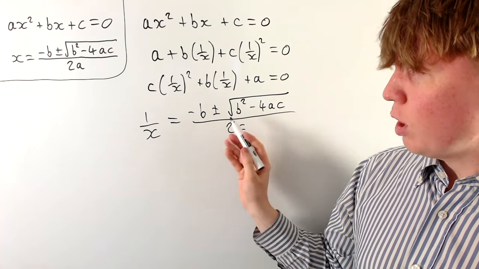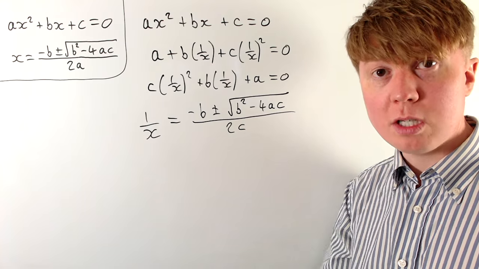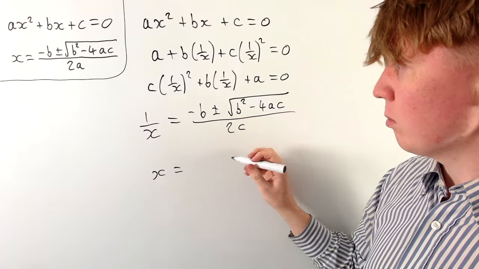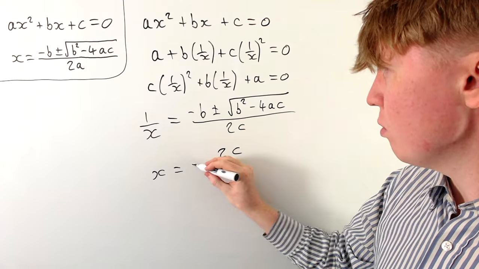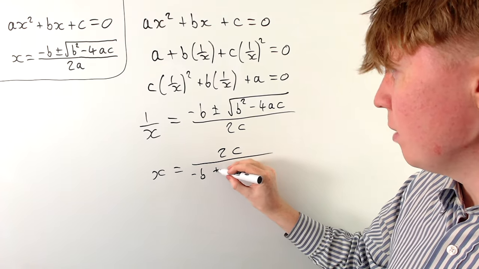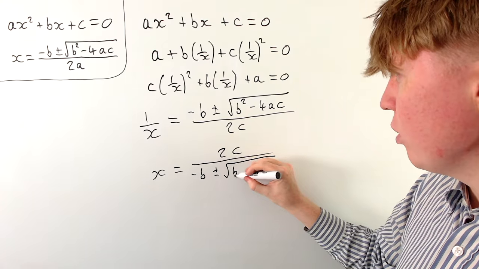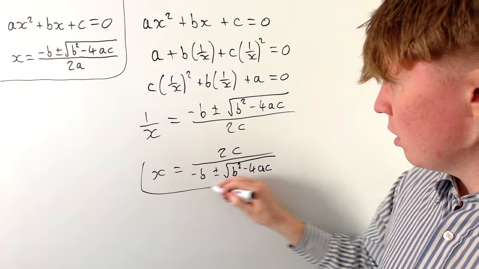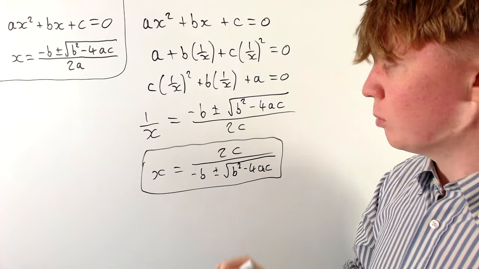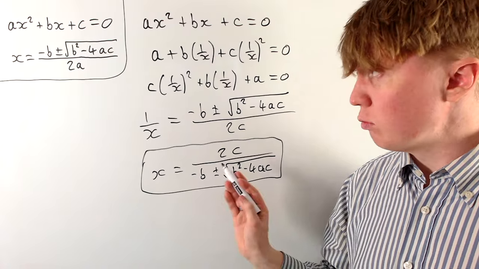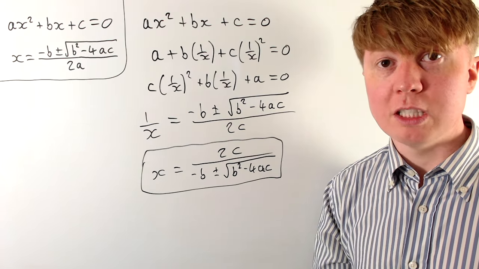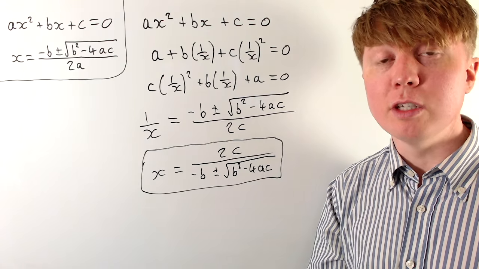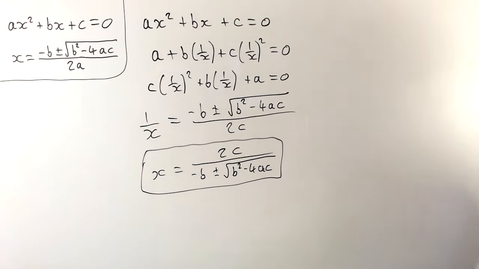So this gives us expressions for 1 over x, and then we can just take reciprocals to get our solution x. Taking reciprocals, we see that x is going to be 2c over minus b plus or minus the square root of b squared minus 4ac. So this is our new formulation of the quadratic formula. Now I'll have a look at how this is related to the original quadratic formula before exploring some advantages and disadvantages of each different formulation.